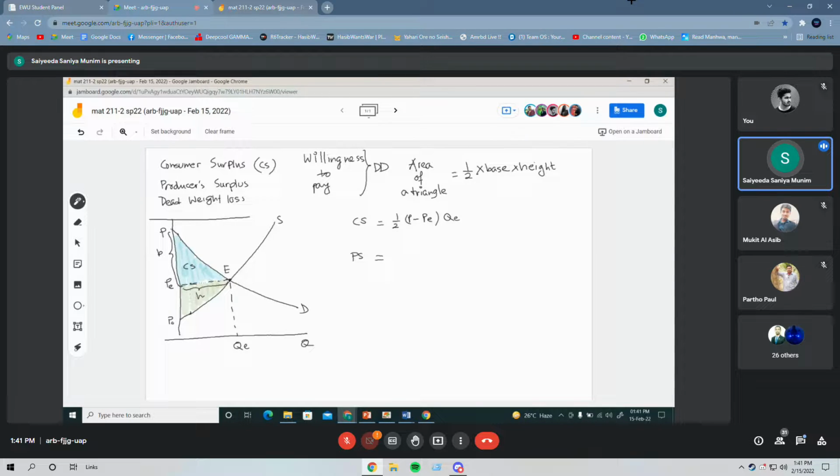Let's call this P naught. So for producer surplus, again, we can use the formula for the area of a triangle. It is half into PE minus P naught into the equilibrium quantity. So this is the formula for finding consumer surplus and producer surplus.